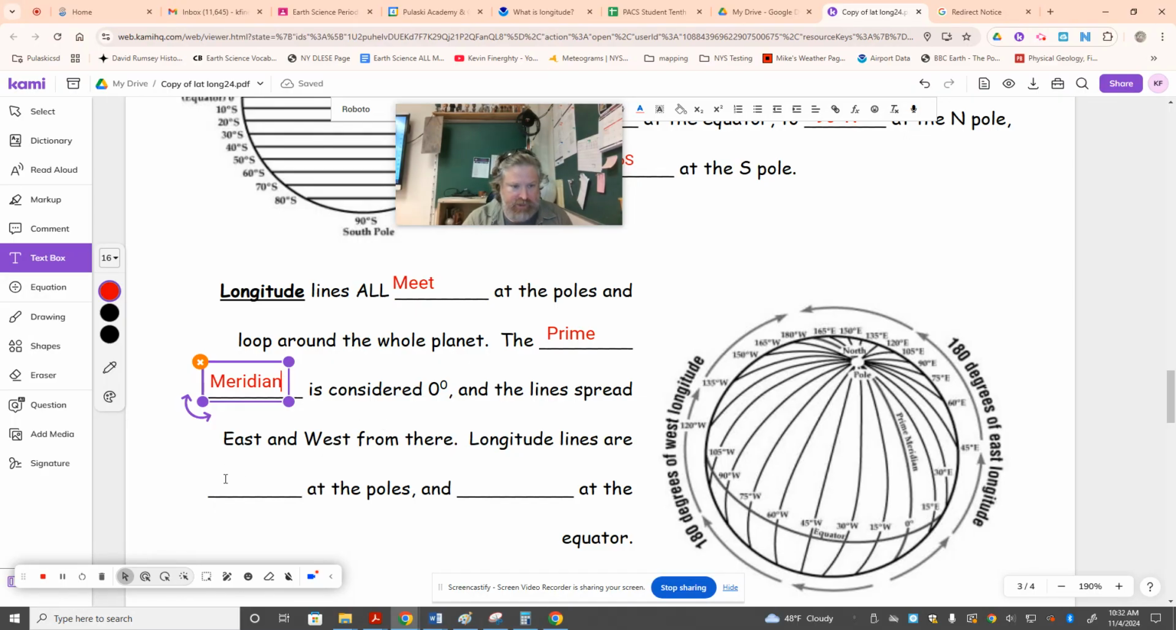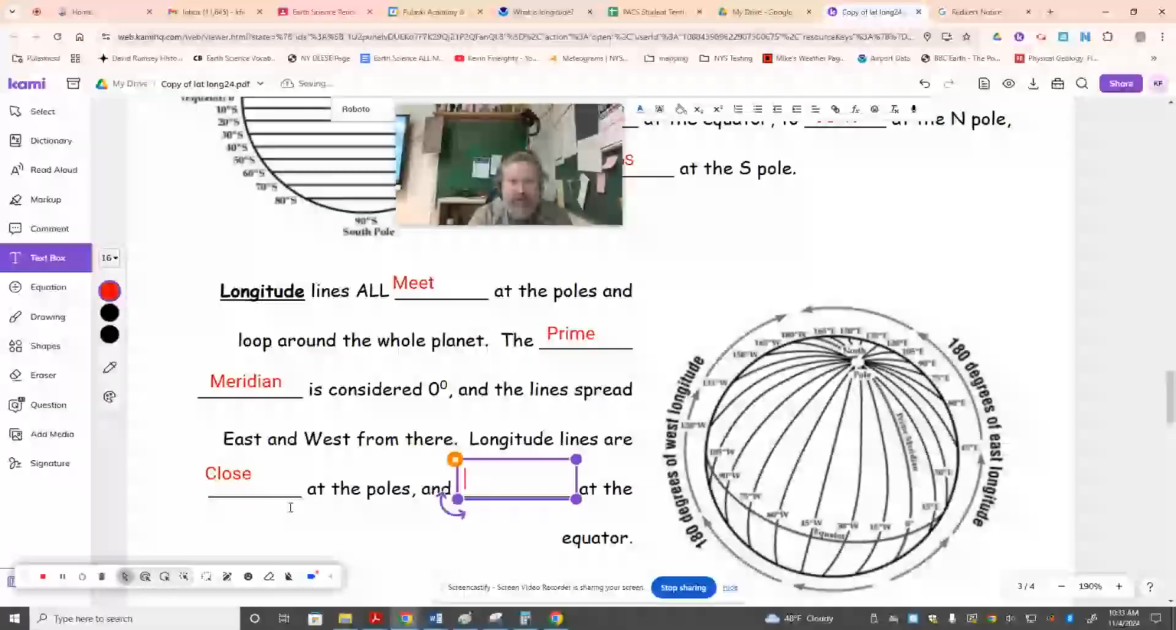Longitude lines, therefore, are close to the poles. If you want to walk all 360 degrees of longitude, go up to the pole to do it. Bang, you can do it in 3 seconds, and far apart at the equator.